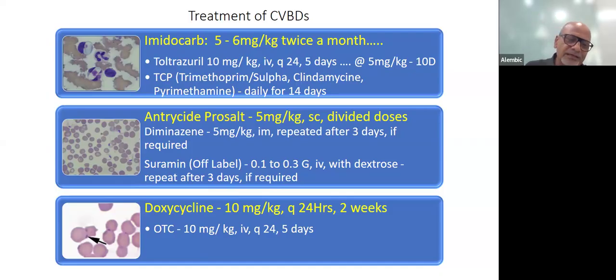Then the third one is Mycoplasma haemocanis or Haemophilus, where doxycycline works very well at the rate of 10 milligram per kg body weight once a day, and I think 2 weeks are sufficient for elimination of the organisms.